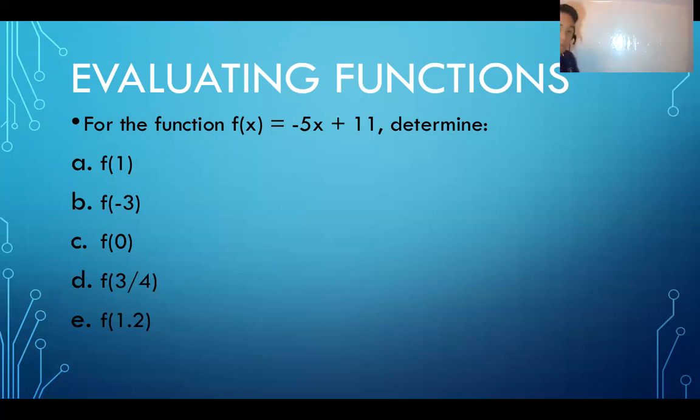Okay, letter D. I will write again the given equation so you can see how we can find everything. Okay, letter D, we have the function of 3/4. And letter E, the function of 1.2. Now, let us change the value of x to 3/4. So this is the x, so it will become negative 5 multiplied by 3/4 plus 11.